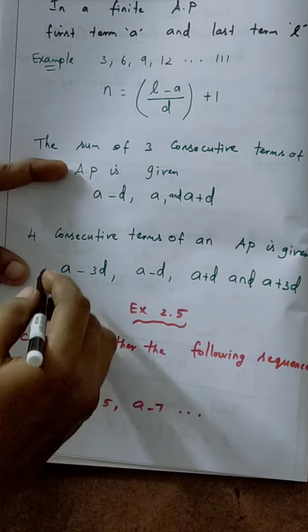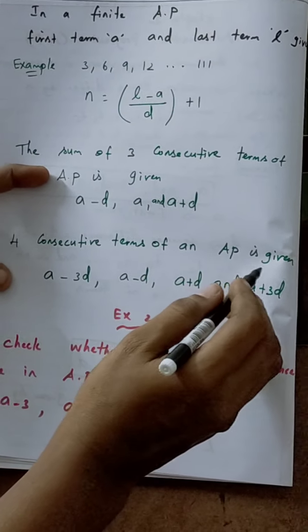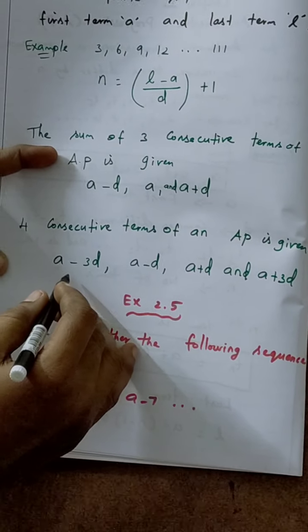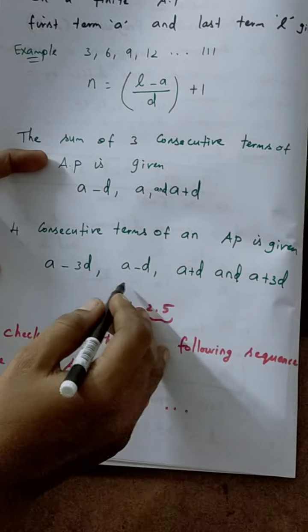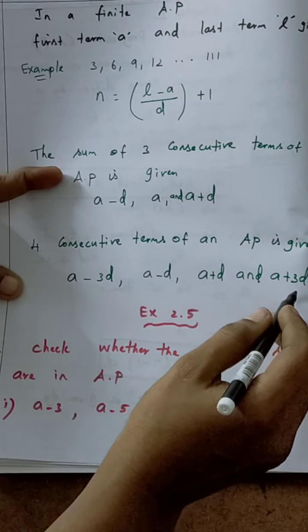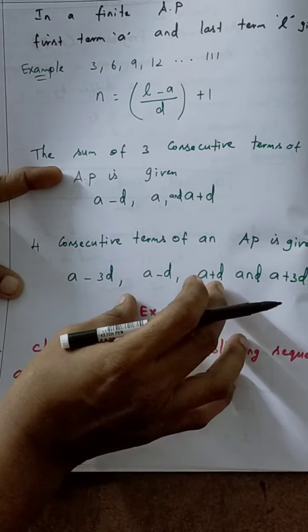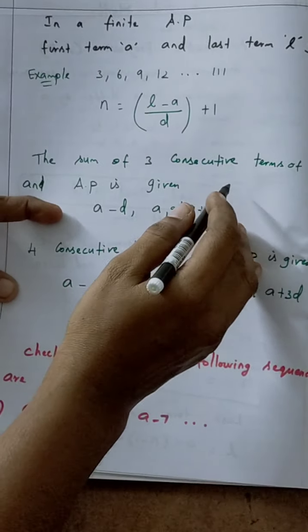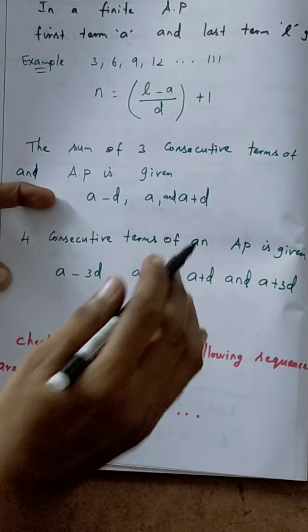The next one is the four consecutive terms of an AP, which are given by a minus 3d, a minus d, a plus d, and a plus 3d. Just learn these four consecutive terms, but in the exercise, the questions are given only for three consecutive terms, sums only.